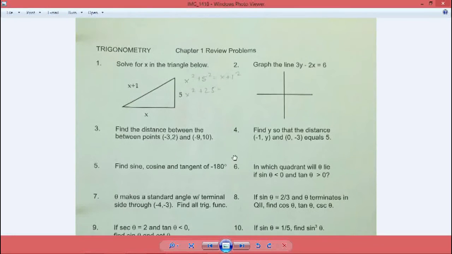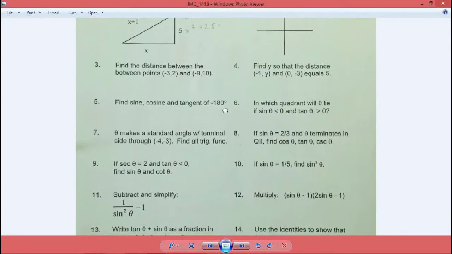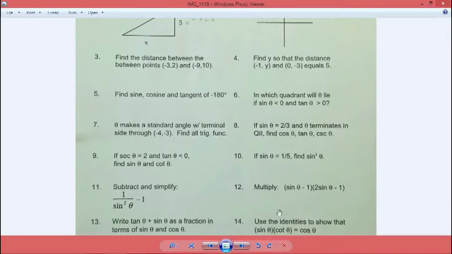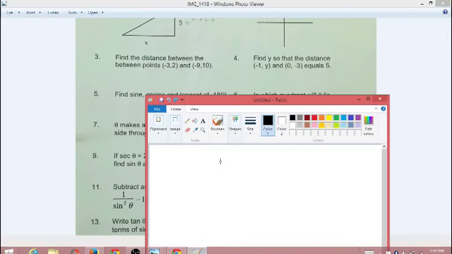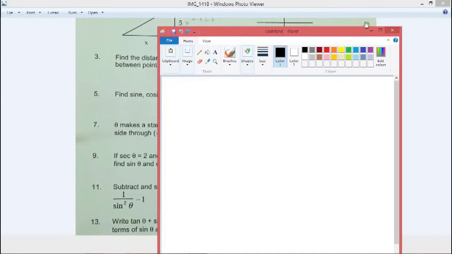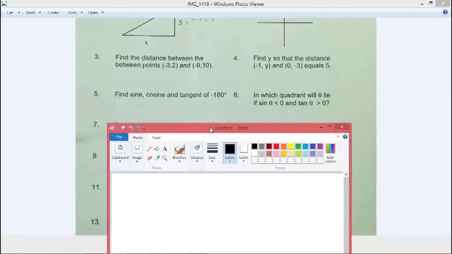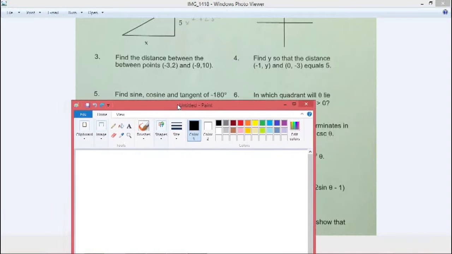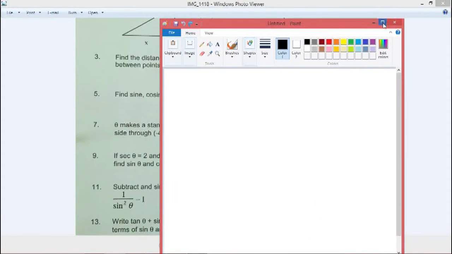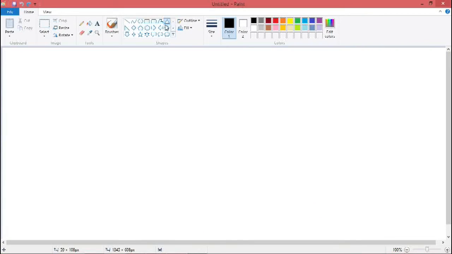This is a worksheet that I was doing with a student of mine who's taking trigonometry, and let's start off with problem number 5. Okay, so this problem says find the sine, cosine, and tangent of negative 180. So let's just see here.